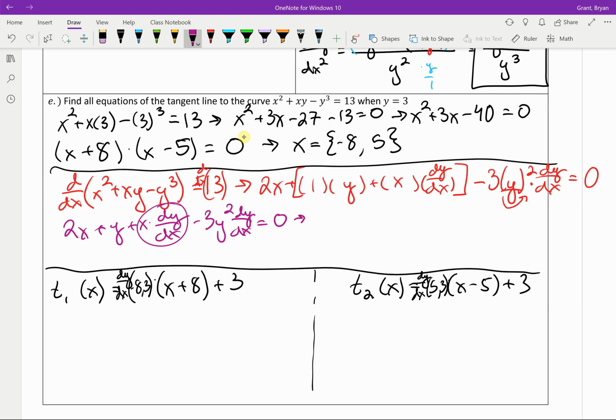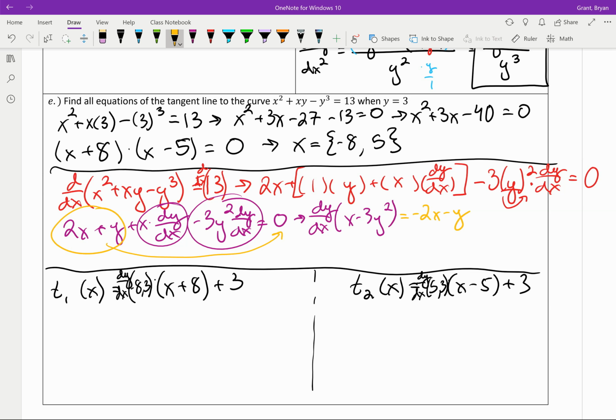I'm going to factor out the dy/dx from both of these. That leaves me with x minus 3y squared, and simultaneously I'm going to pull these two over to the right side, so that gives me negative 2x minus y. And then let's finish this off. So we find that dy/dx equals negative 2x minus y divided by x minus 3y squared.